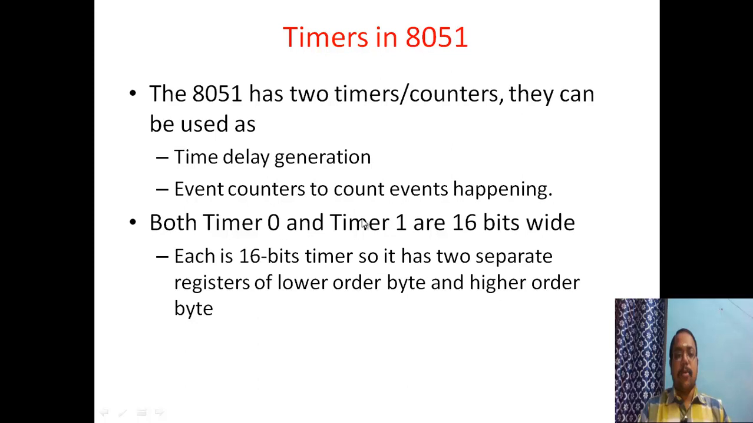Okay, so in the case of 8051 we have timer 0 and timer 1. Both are 16-bit wide. 16-bit wide means you can load the timer with 16 bits. Your processor is 8-bit, but you can load 16 bits, which means the timer can work from 0000 to FFFF. To load this, I should have a lower order 8-bit and a higher order 8-bit.